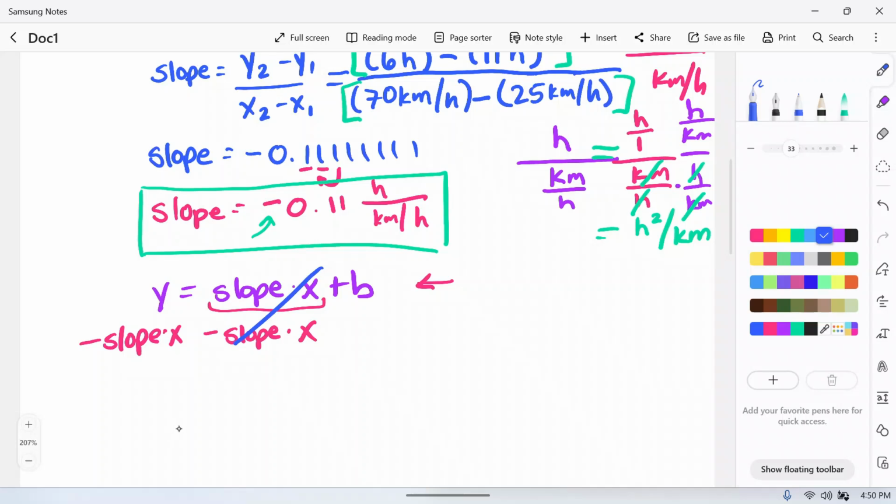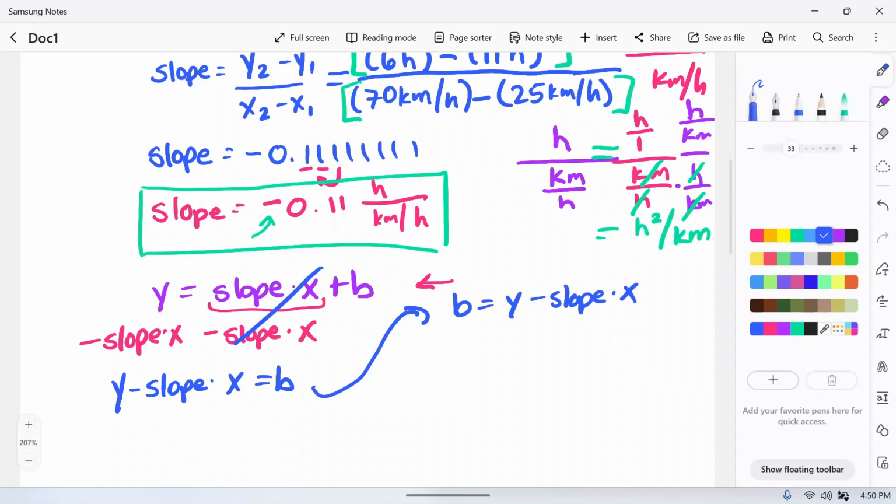So the slope times x cancels on the right. On the left, I get y minus slope times x, and that's equal to b. And then what I'll often do is I'll rewrite that from left to right so it makes more sense. So b is equal to y minus slope times x. And then I will show my numbers plugged in. Don't do any math in your head.